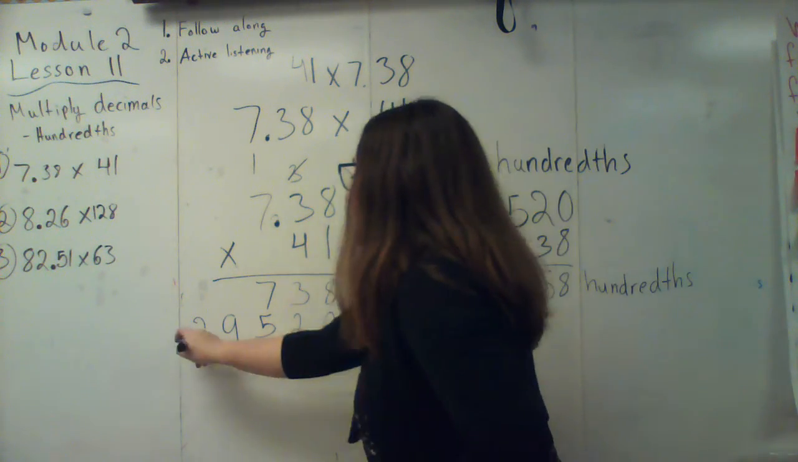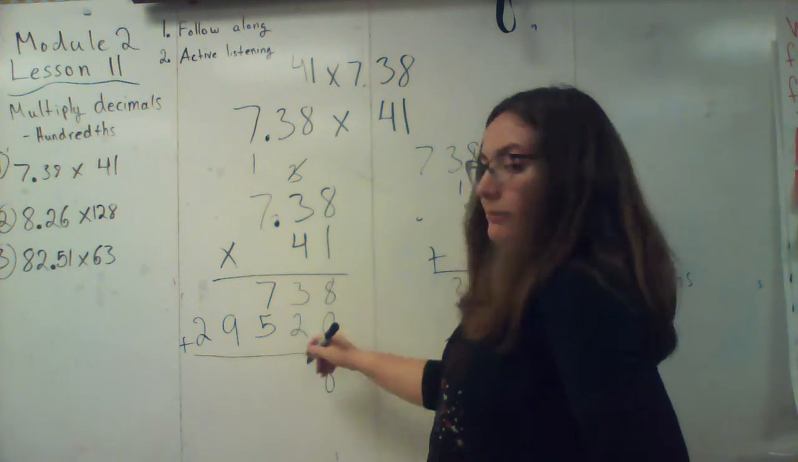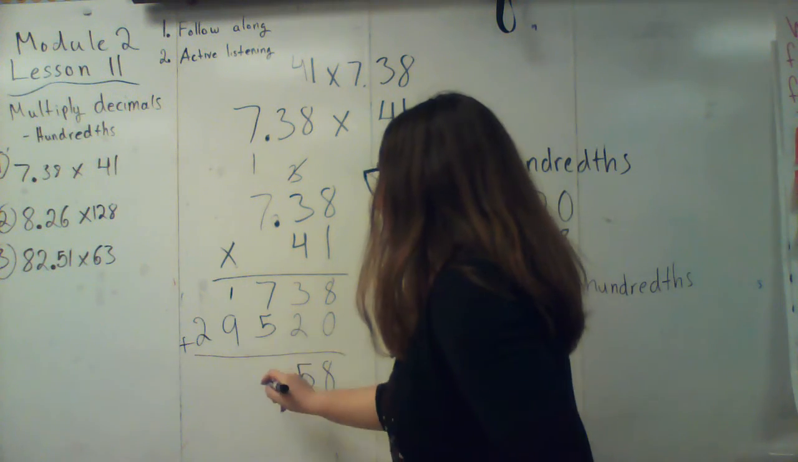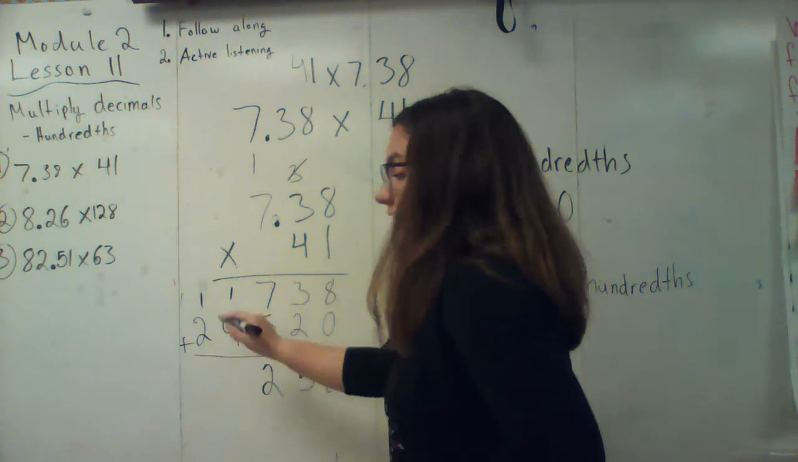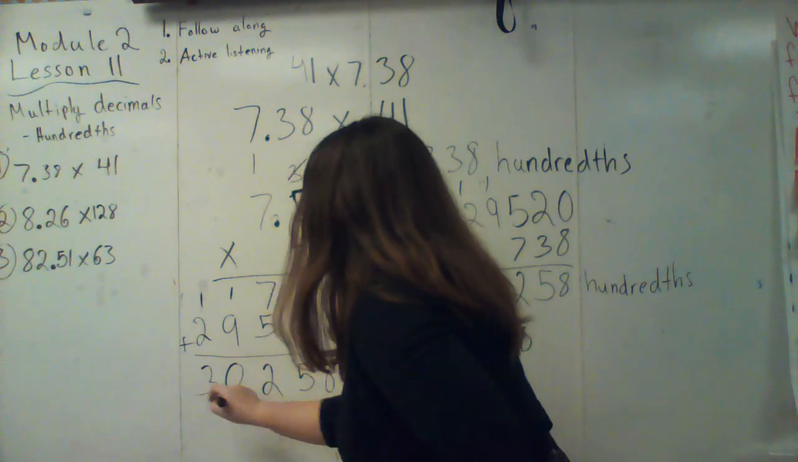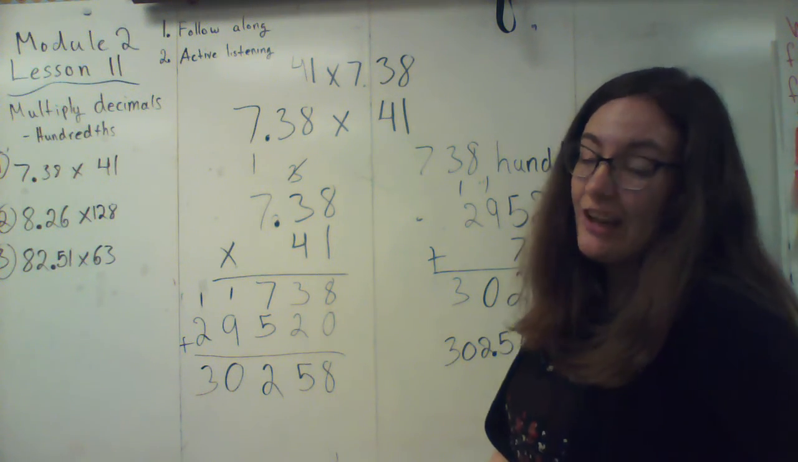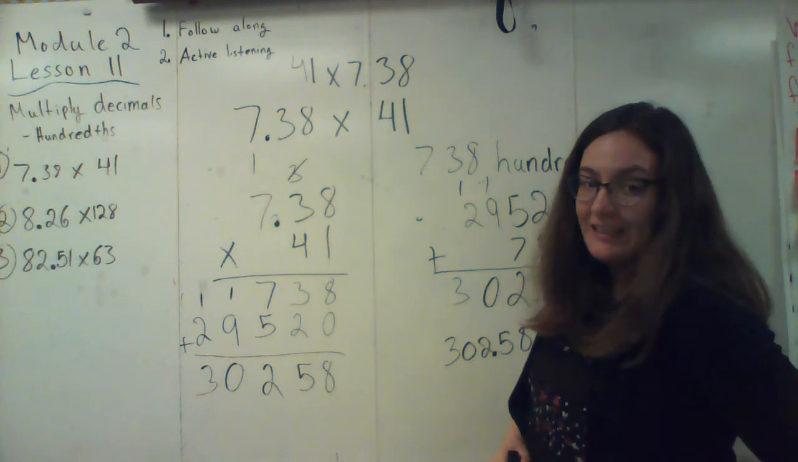I can now add up all of these numbers. 8 plus 0 is 8. 3 plus 2 is 5. 7 plus 5 is 12. I carry the 1, leave the 2. 1 plus 9 is 10. Carry the 1, leave the 0. And 1 plus 2 is 3. And I get an answer of, it looks like, 30,258, but I have to make sure that I bring my decimal down.